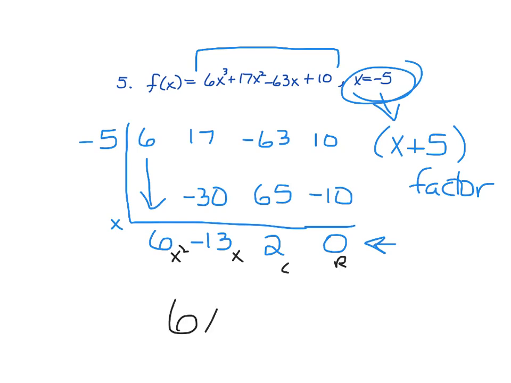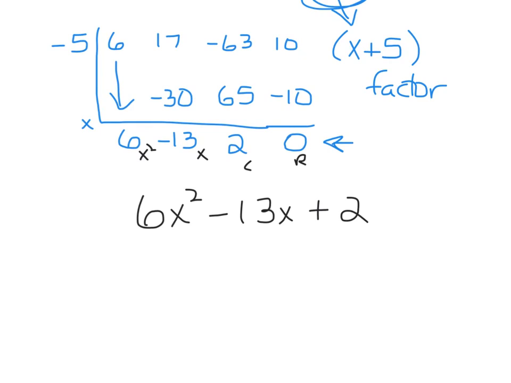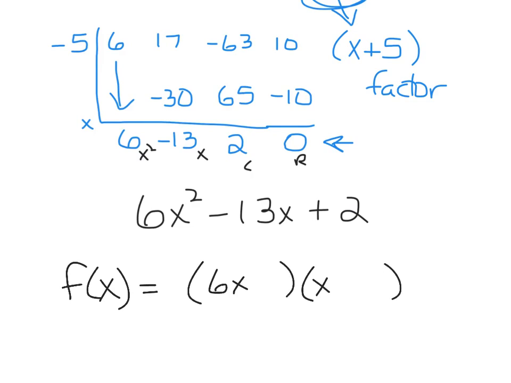So now we have 6x squared minus 13x plus 2. I now need to factor this polynomial. So I can factor it into 6 and 1. And then the factors of 2 are going to be 1 and 2. And they both have to be negative in order to get a positive 2.